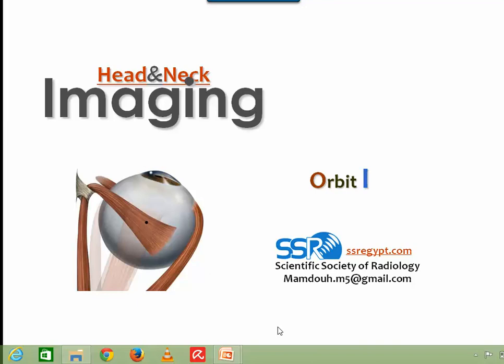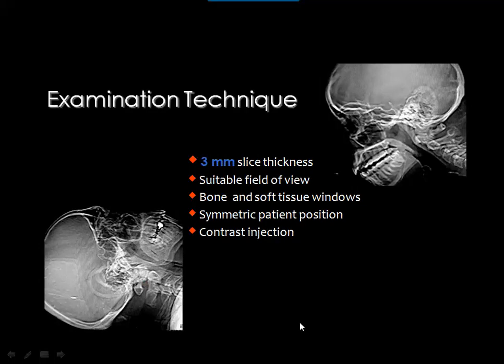Dear colleagues, this is one of the major topics in head and neck imaging concerning evaluation or imaging of the orbit. And because this is a relatively long talk, I have divided it into two parts. In the first part, I will deal with the globe and the optic nerve, and in the second part, I will handle the rest of the anatomic and pathologic details.